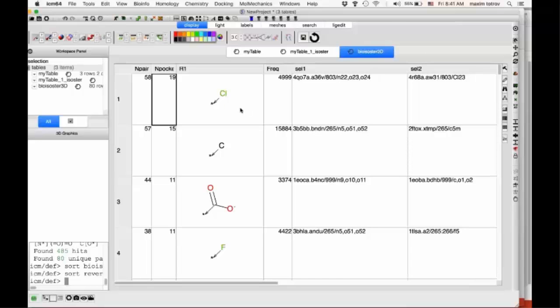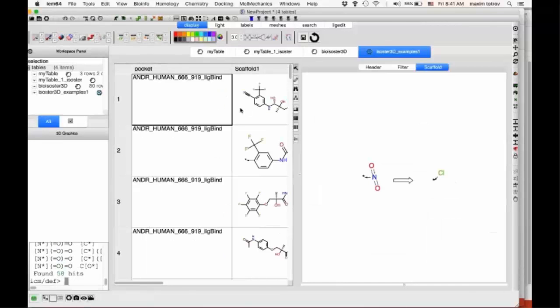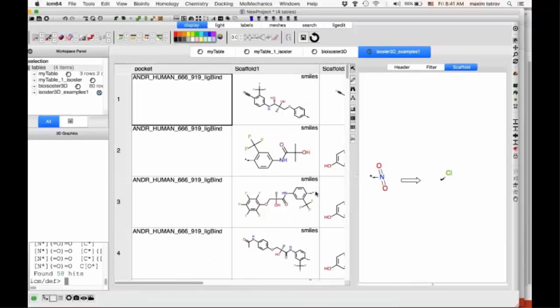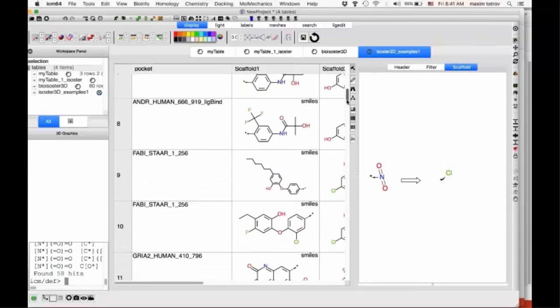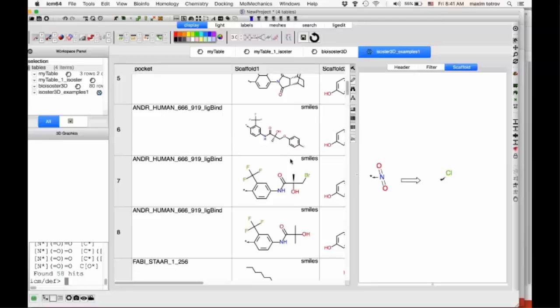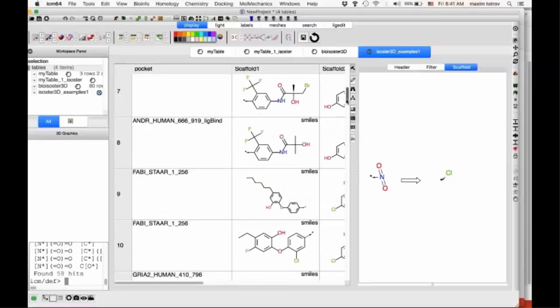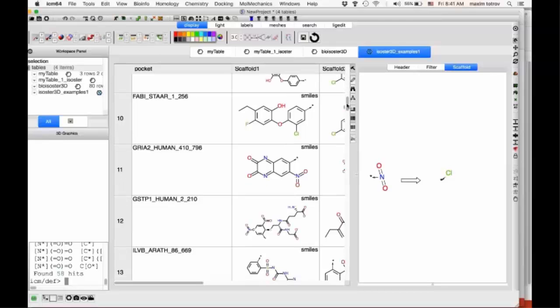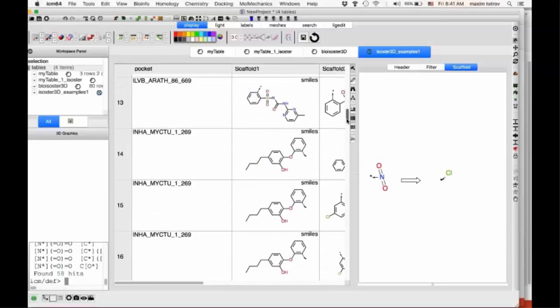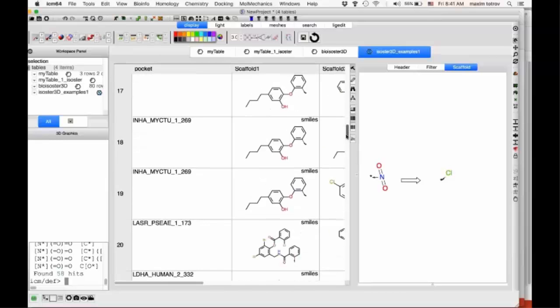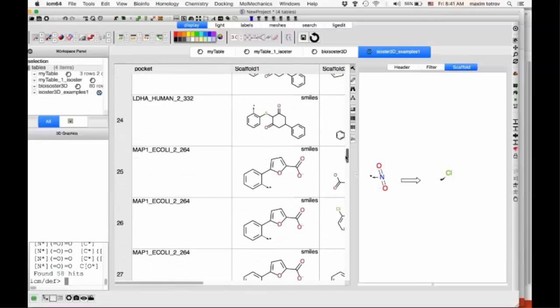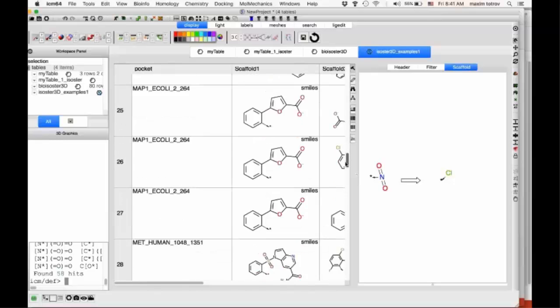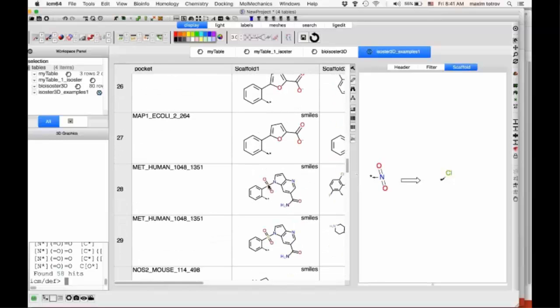To find the examples, you can drill down, let's say for the chlorine to nitro replacement. I can double click and find some examples. There are a number of pairs apparently in the androgen receptor. There are other cases as well. And then we can drill down further to see examples of how these replacements look in 3D.